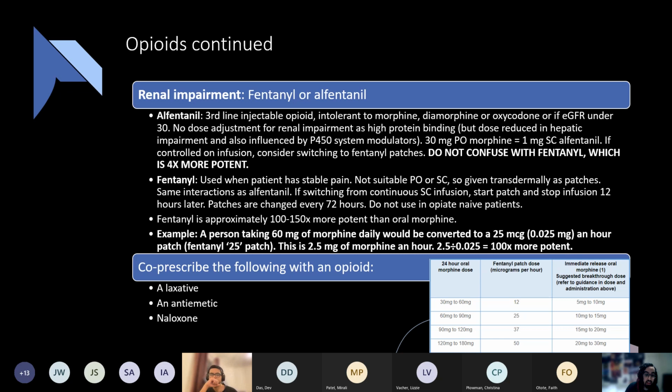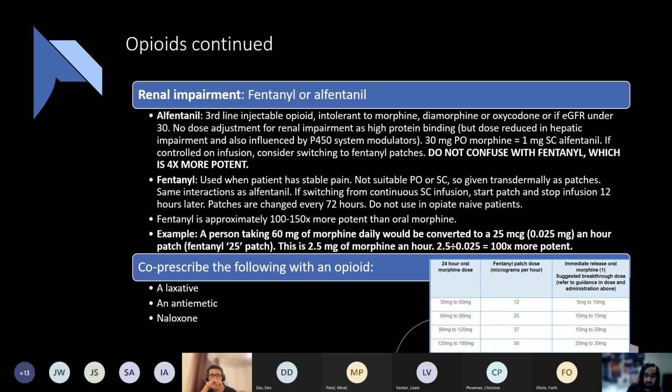So fentanyl, this is when a patient is stable. Remember earlier we said stable pain is when the patient isn't needing their PRNs; their pain is controlled on their regular dose. Then you can consider switching to fentanyl. You can't give it orally or subcut, so it's given as patches. It's got the same interactions as alfentanil in terms of the P450 system. And if you're switching somebody from alfentanil to a patch, you put the patch on, and 12 hours later you can stop the alfentanil infusion.